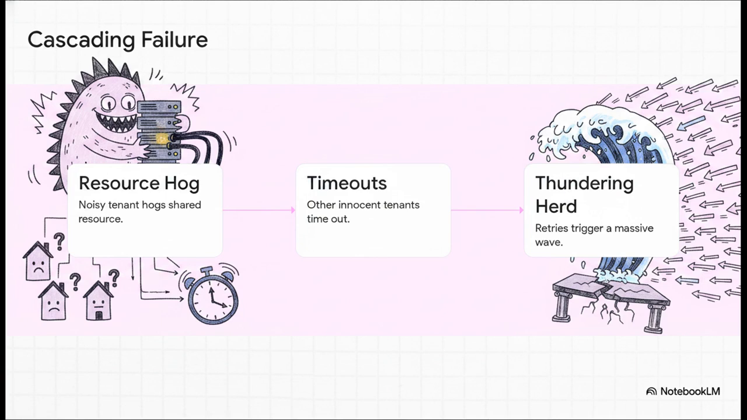And man, it rarely stops with just one slow process. A full system crash can unfold so fast here. First, the resource hog starves the system. Second, because the system is starved, other completely innocent tenants start timing out. Third, and this is the killer, those tenants automatically retry their requests. Suddenly, boom, you have a thundering herd. It's a massive wave of retries hitting an already overloaded system, causing a cascading failure that will bring your entire platform right to its knees.